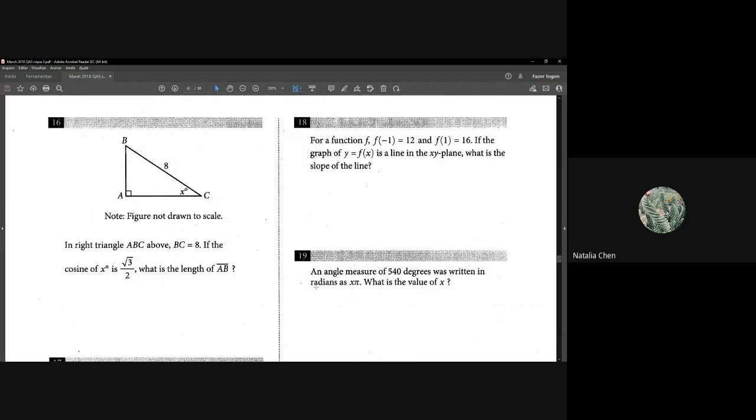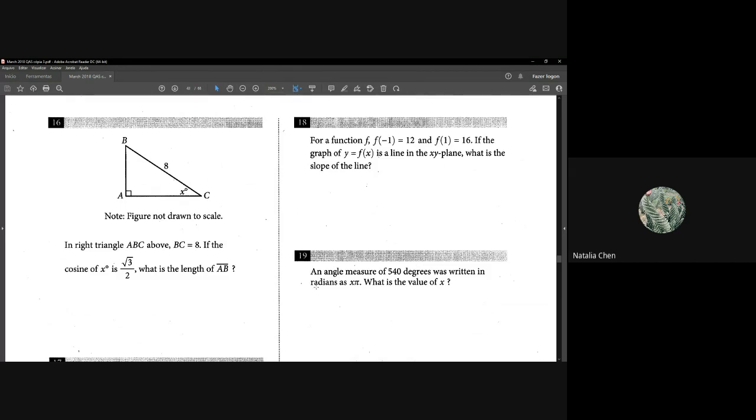Trigonometry. In the right angle triangle, B equals 8. If the cosine of x is square root of 3 over 2.